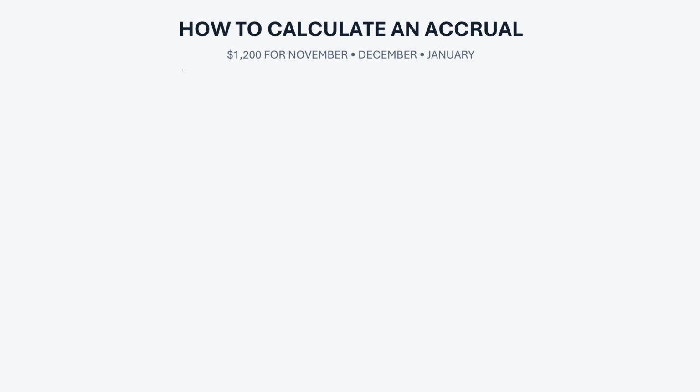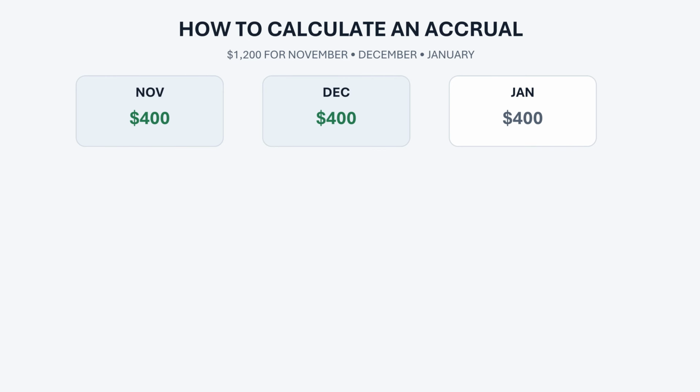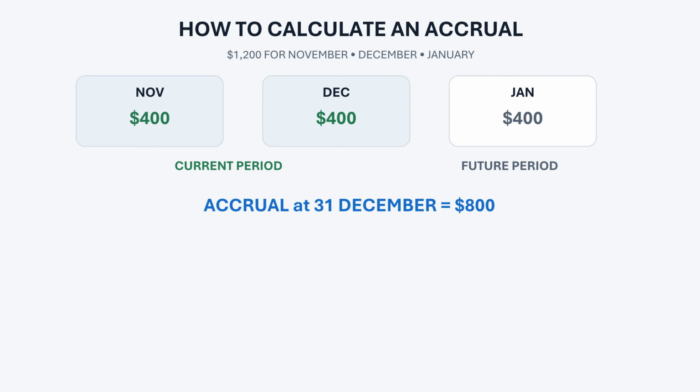Now let's look at how we calculate an accrual. Suppose our year end is 31st of December. We've used electricity during November and December, but we haven't received the electricity bill yet. Under accrual accounting, we can't simply leave the expense out because the bill hasn't arrived. The electricity has already been used, so the expense has been incurred and must be recognized in the period it relates to.